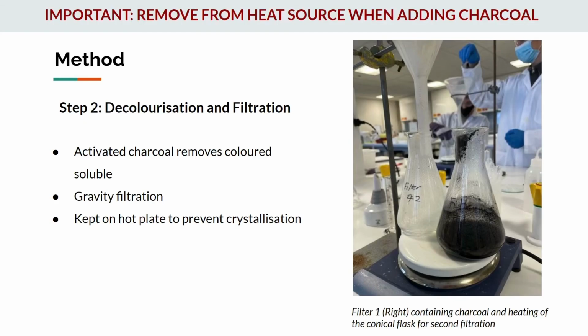This step requires a filtering and decolorization of the solution through use of the activated charcoal. The colored soluble impurities are removed through adding the coal. Then, with another conical flask, which is still being kept on the hot plate, the coal solution is poured through a funnel with filter paper into another flask, all while being kept on the hot plate to prevent early crystallization.